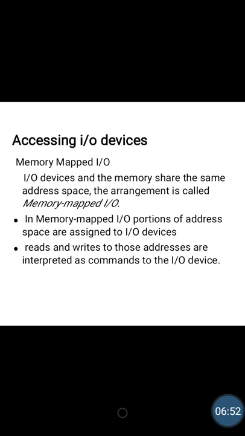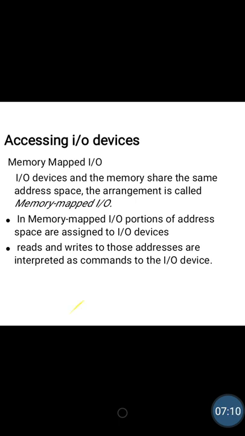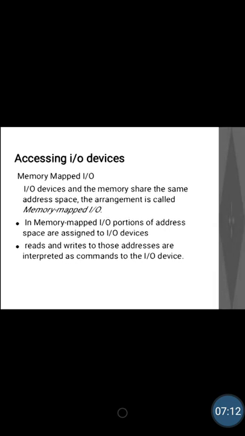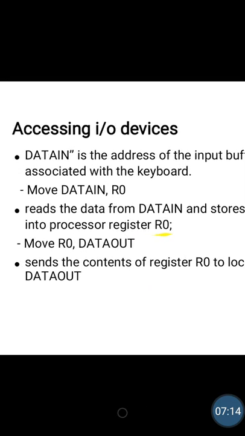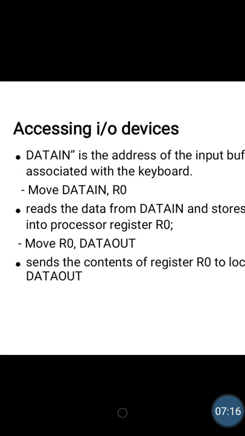Here reads and writes are interpreted as commands to the I/O devices. With memory mapped I/O, any machine instruction can be used for I/O transfer. In order to perform the input output transfer, I will be making use of machine instructions. Which machine instructions can you look at? See, here they are: Move DATAIN, R0 and Move R0, DATAOUT. All these are machine instructions which can be used.